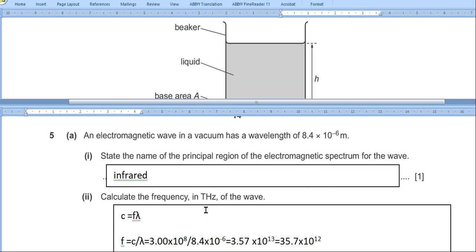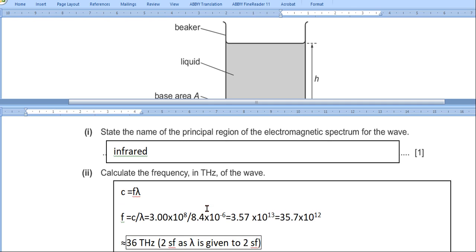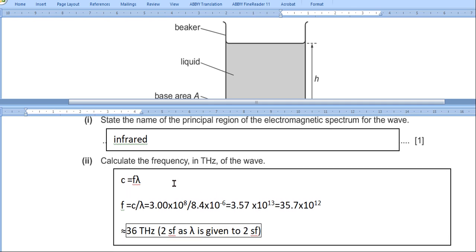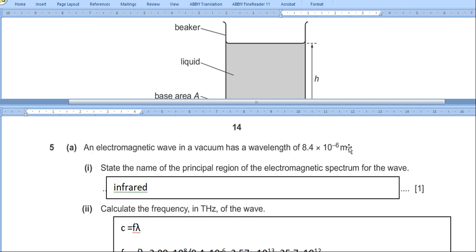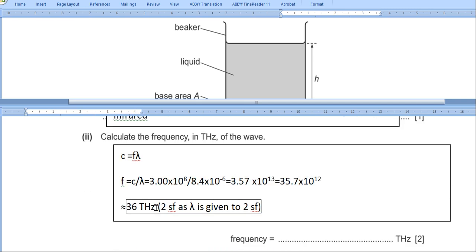Tera is 10 to the 12. Also, some information should be memorized. So, we use the wave equation. Speed of wave equals frequency times wavelength. We rewrite this for frequency. Wavelength is given. So to two significant figures, we get 36 terahertz.